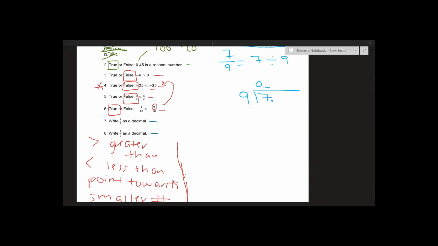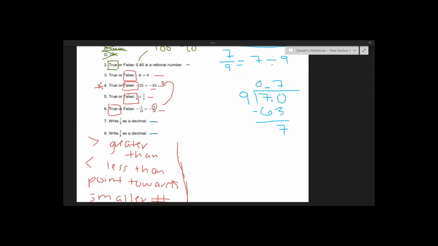And then we can add a 0 because that doesn't change the value of 7 at all. You're just adding a 0. But then we can think of this as 9 going into 70. And we know that 9 goes into 70 7 times. 7 times 9 is 63. When you subtract, you get 7.